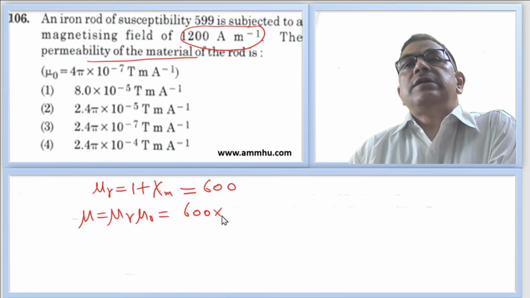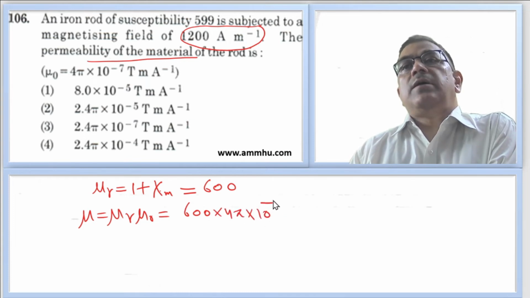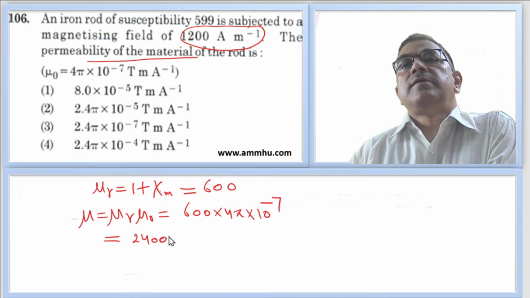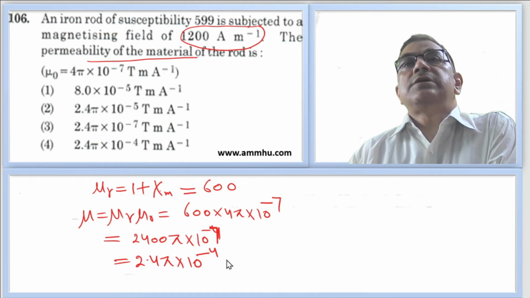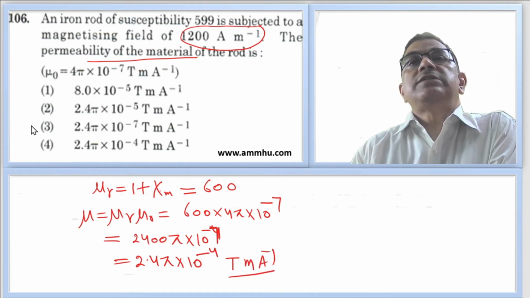So this is 600, and this is 4 pi times 10 to the power minus 7. The calculation tells us this is 2400 pi times 10 to the power minus 7, so this is 2.4 pi times 10 to the power minus 4. Is that right? And you can always write the unit Tesla meter ampere inverse. So which of the answers is correct? I guess this fourth option is correct.